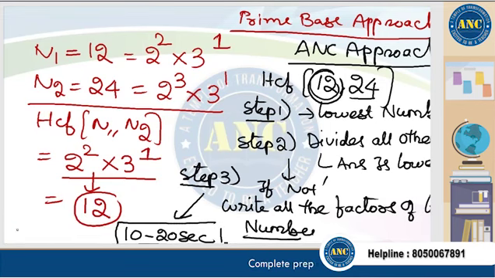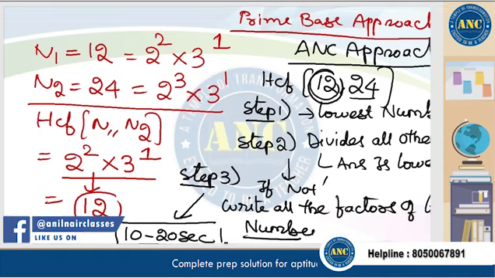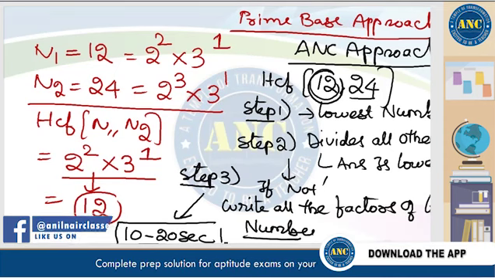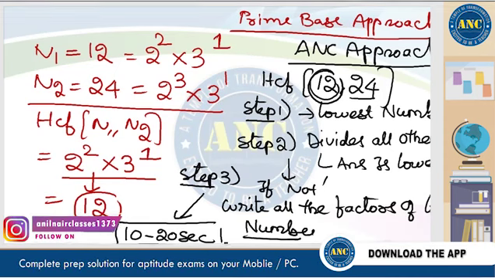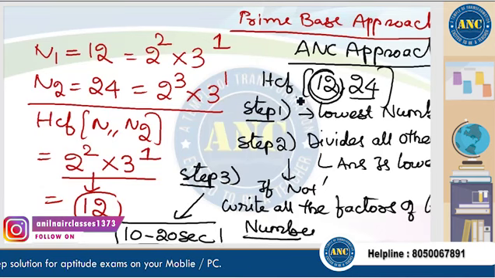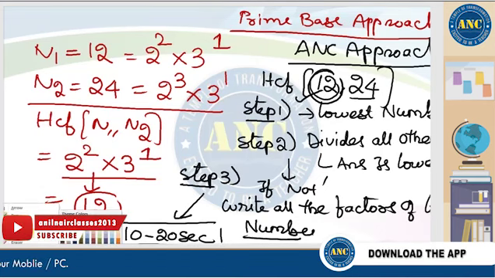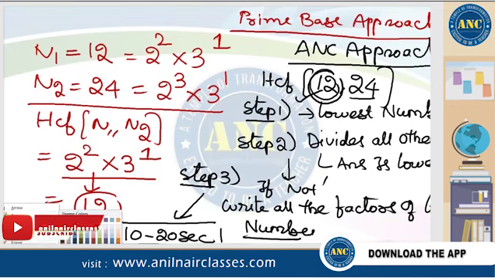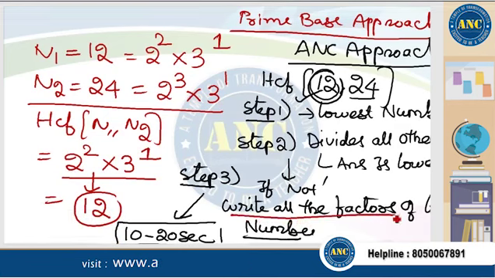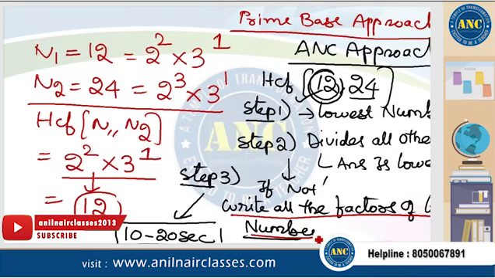Take the lowest number. Check whether the lowest number divides every other number. If the lowest number divides every other number, the lowest number is the HCF. If it is not dividing them, then write all the factors of the lowest number.